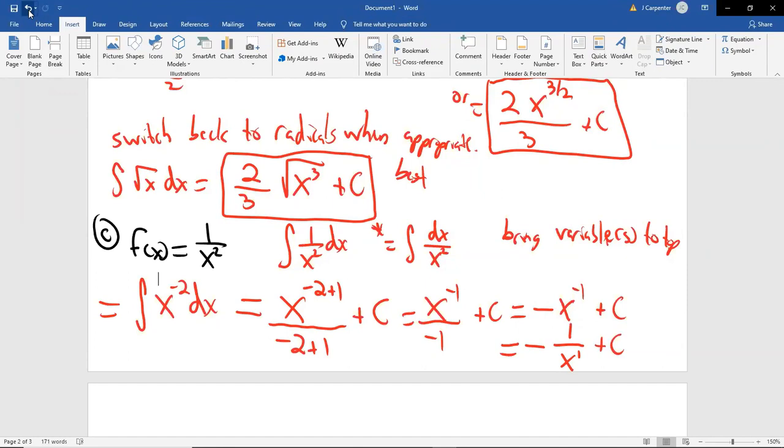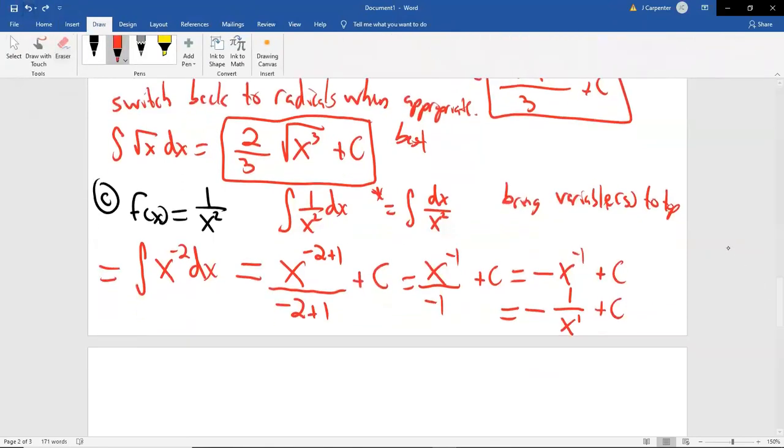Now this 1 we typically don't write. We typically don't write 1s for exponents because then they look like primes, and I'm not taking any more derivatives or anything like that. This is just the answer, 1 over x, with the negative in front. So negative 1 over x, then plus c. Equals negative 1 over x plus c.